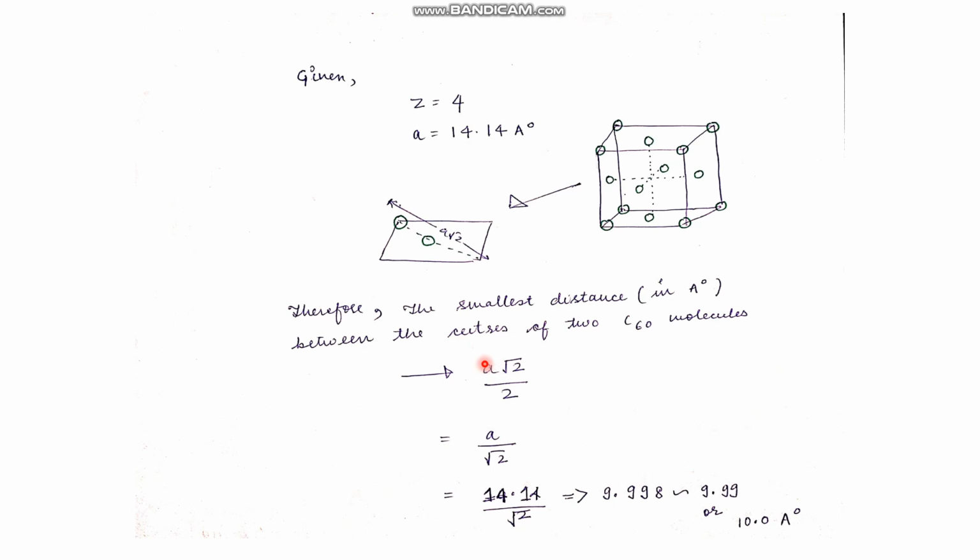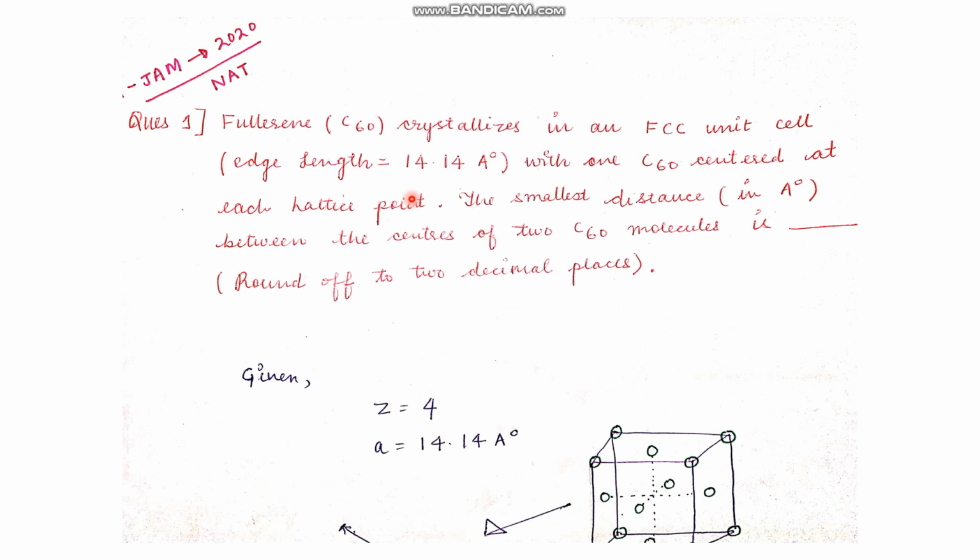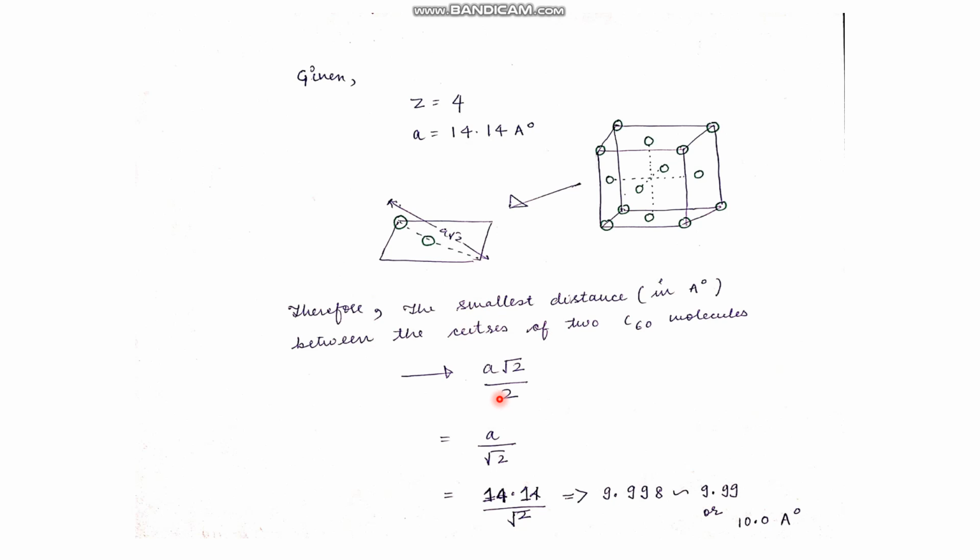And the value of a is clearly mentioned in the question, that is 14.14 angstrom. So if we substitute the value of a, 14.14 angstrom, into this expression, we would get an expression somewhat like this, right? And if we solve this expression, we would get a value somewhere around 9.998, and if we round off the value to two decimal places, the answer would be 9.99 or 10.0 angstrom, right?